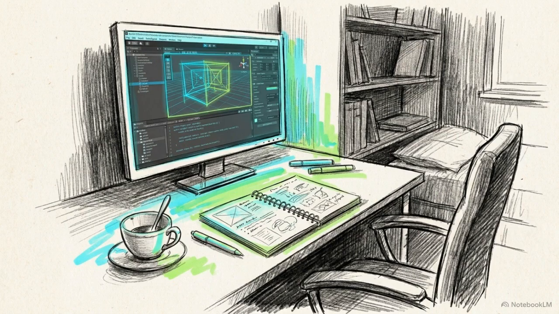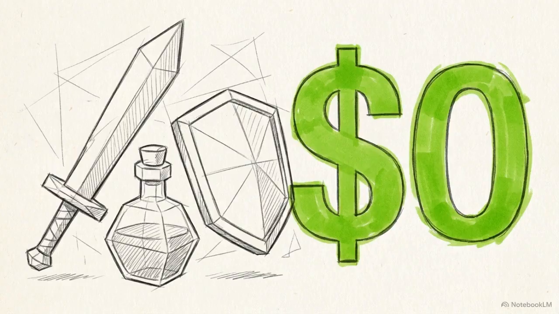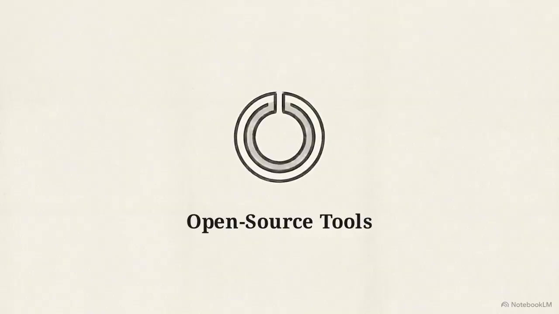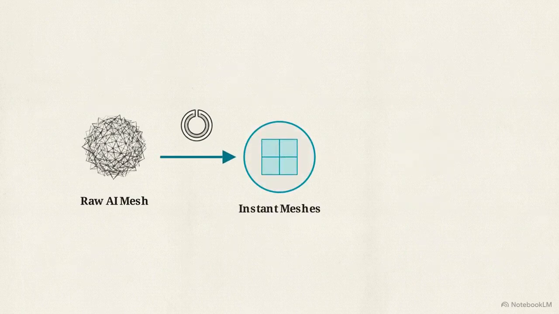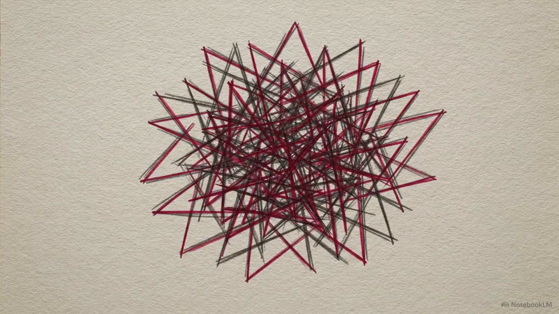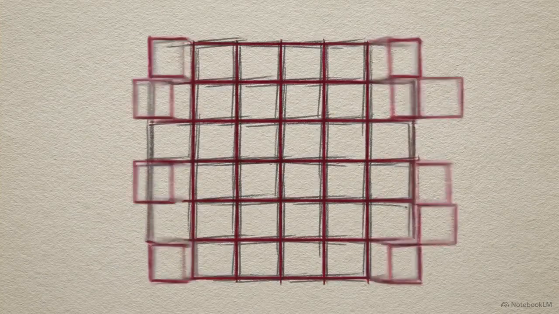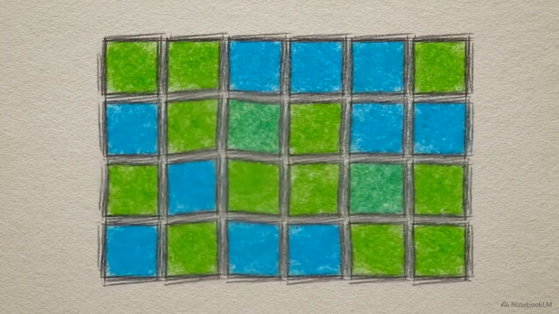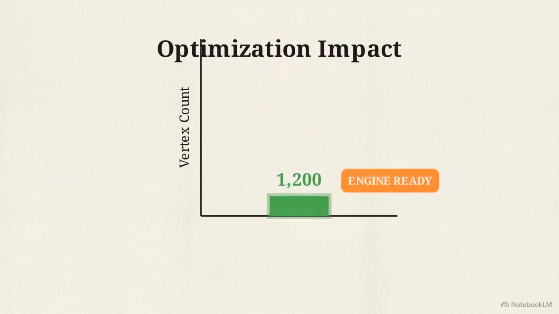That brings us to the indie game developer. You need lightweight, engine-ready props, but you have zero budget for premium subscriptions. Your pipeline relies on open-source tools. You take a free, high-poly AI-generated mesh and manually process it using a standalone program called Instant Meshes, followed by Blender. First, you run the raw mesh through Instant Meshes to perform quad retopology. This forces chaotic triangles into a clean grid of four-sided polygons. The vertex count drops from 19,000 to 1,200, making it engine-ready.